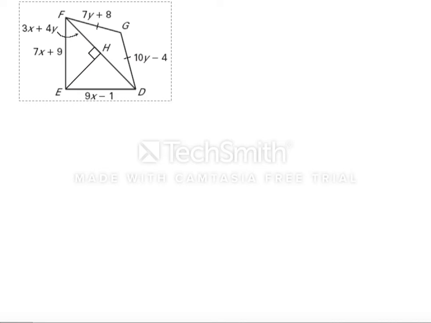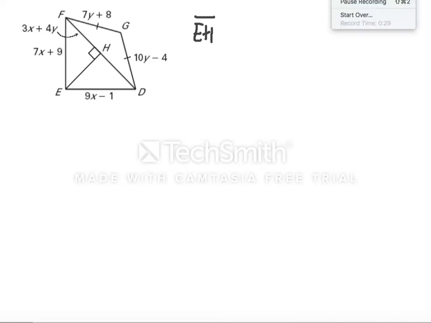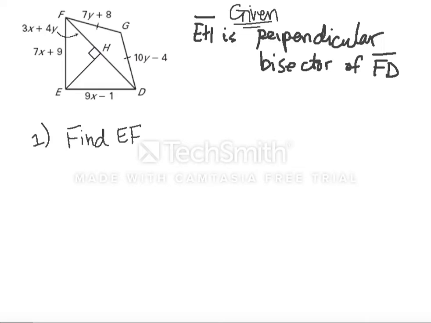Alright, so in this video we are going to take a look at some specific examples. Let's say that we have this picture and the given here will be that EH is in fact the perpendicular bisector of FD. So let me write this down. Given EH is the perpendicular bisector of FD, I want to find EF.